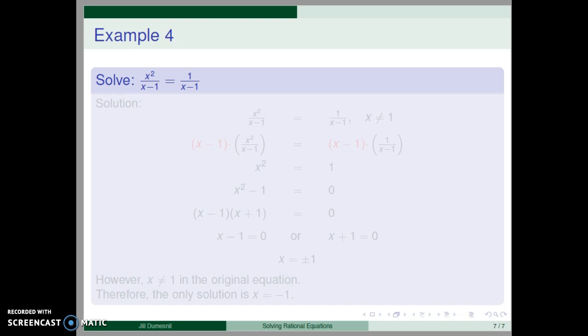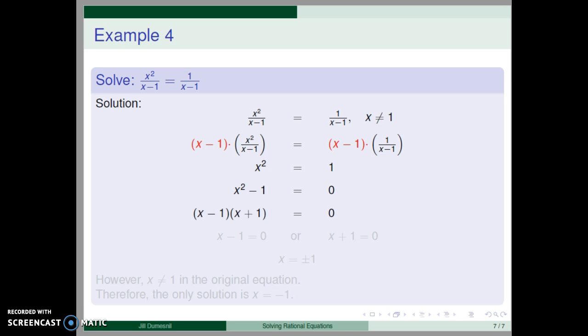Finally, let's solve the equation x squared over x minus 1 equals 1 over x minus 1. Let's first note the restriction that x cannot equal 1. Then multiply both sides of the equation by x minus 1 to clear the fractions. We get the quadratic equation x squared equals 1. We can write this equation in standard form by subtracting 1 from both sides.